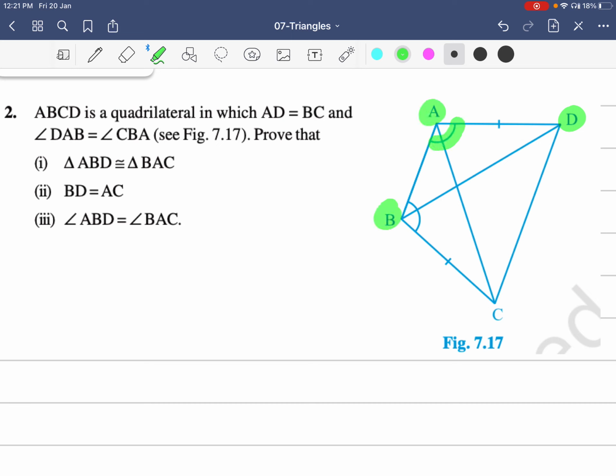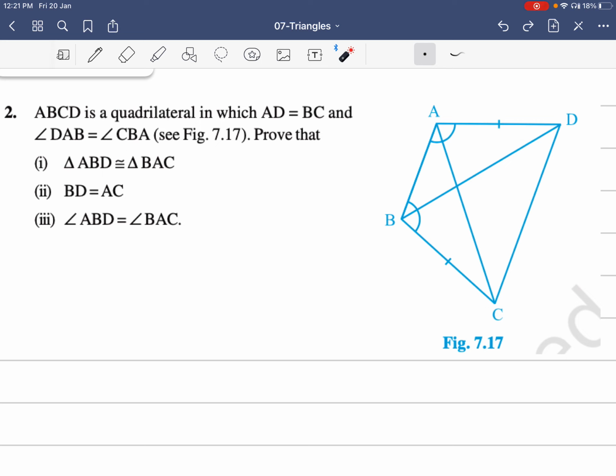DAB, so this whole angle, is equal to CBA. So CBA will be C, B and A. So this angle DAB, this whole angle, is equal to CBA, this whole angle. Let me just remove it to reduce the mess. Prove that triangle ABD is congruent to triangle BAC.